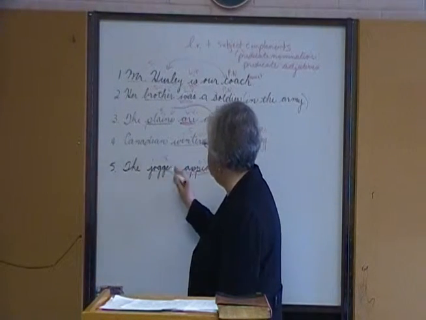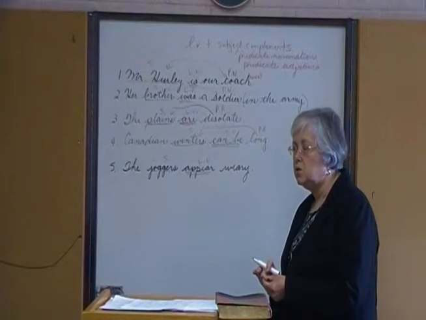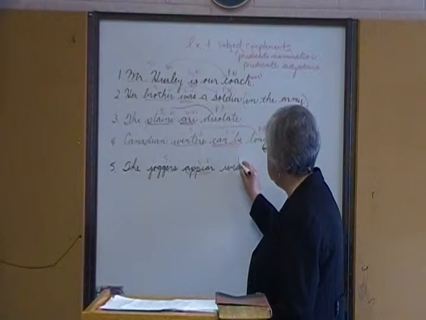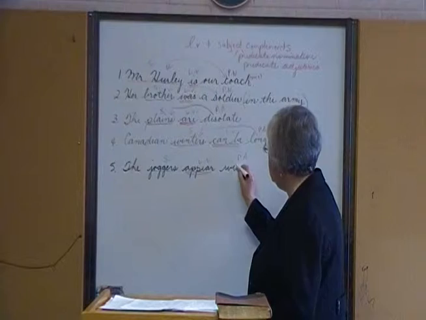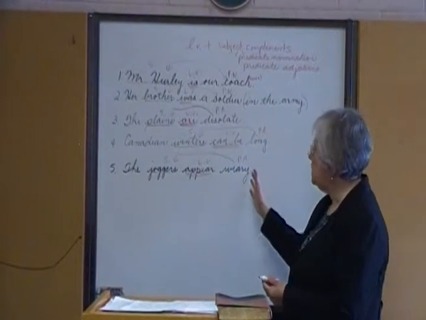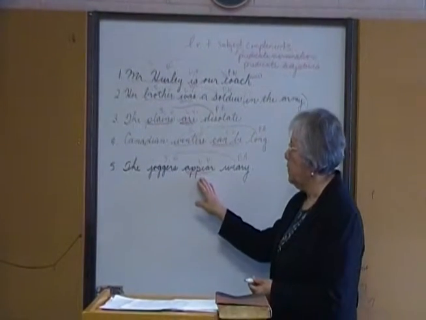Joggers. Subject. Now, what is the subject complement? What word is either describing or identifying joggers? We have weary. It's a predicate adjective, and it's describing joggers. That's why it's a subject complement. It's linking back to the subject. This is a linking verb.